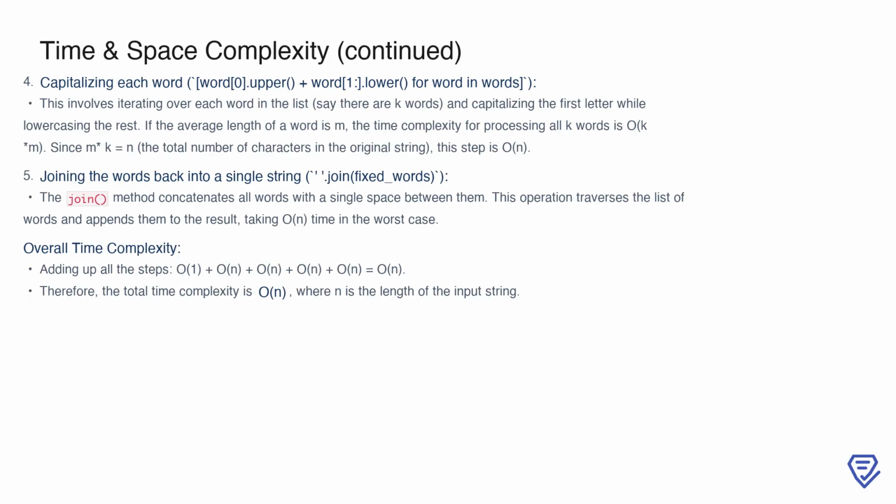Next, the join method is used to concatenate the words into a single string, adding a space between each word. This operation also processes all n characters in the string, resulting in O(n) time complexity. When we add up the time complexities of all these steps, O(1), O(n), O(n), O(n), and O(n), the total time complexity of the function is O(n), meaning the function processes the input string linearly with respect to its length.